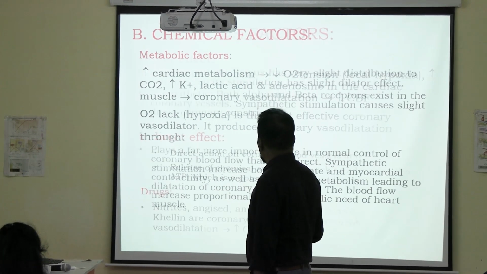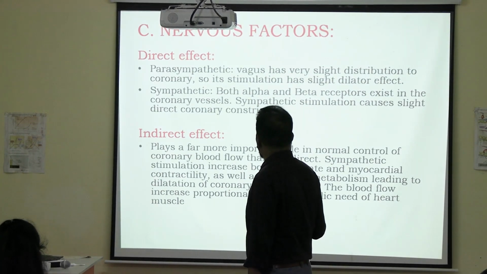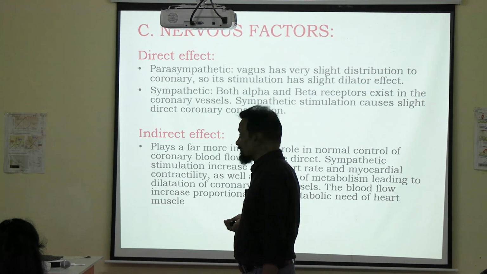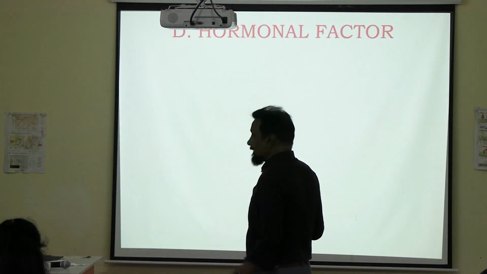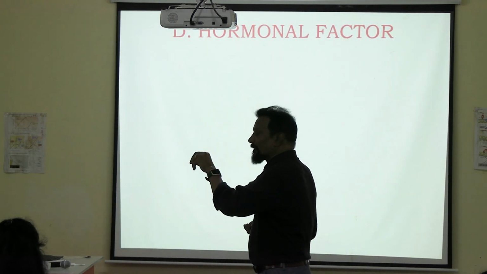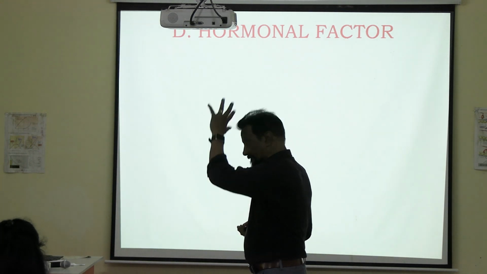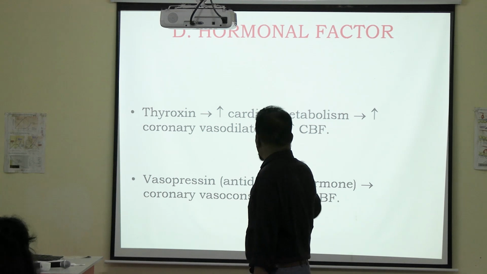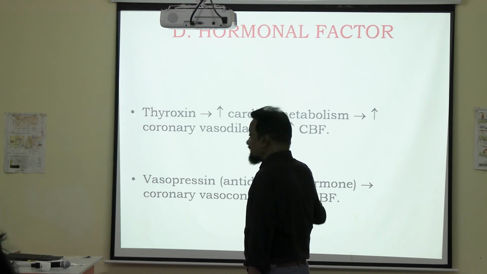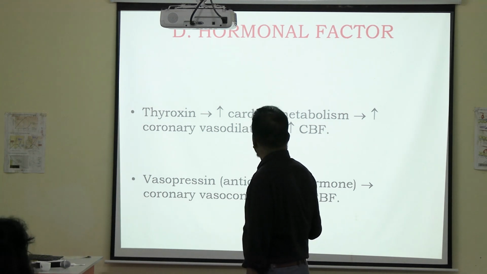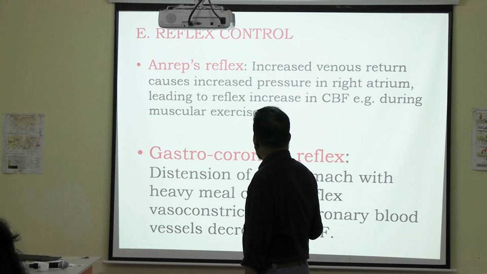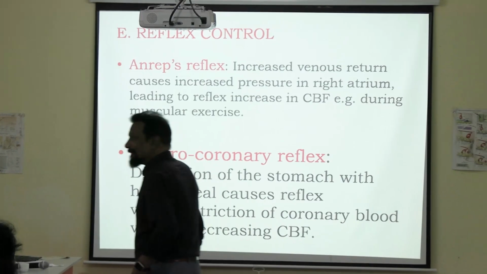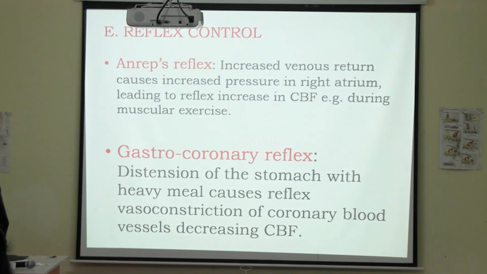Heart rate, metabolic effect, all these factors: nervous factor, direct effect, indirect effect. The direct effect is minimum; the indirect effect comes from increasing heart rate. Hormonal factor: thyroxine increases coronary blood flow, vasopressin decreases it. This is one part. The last part is very important. Go through it.